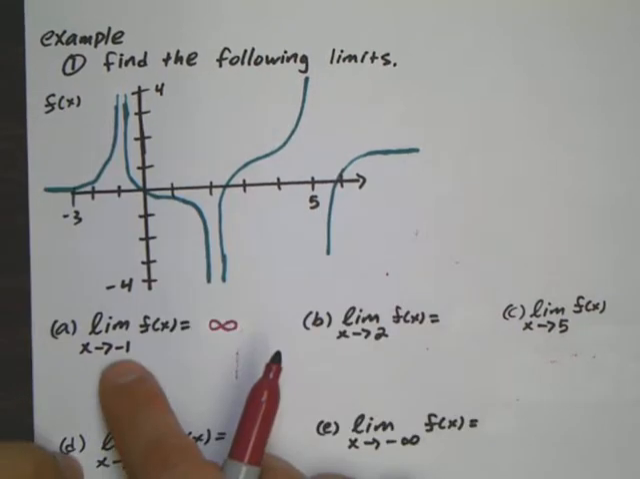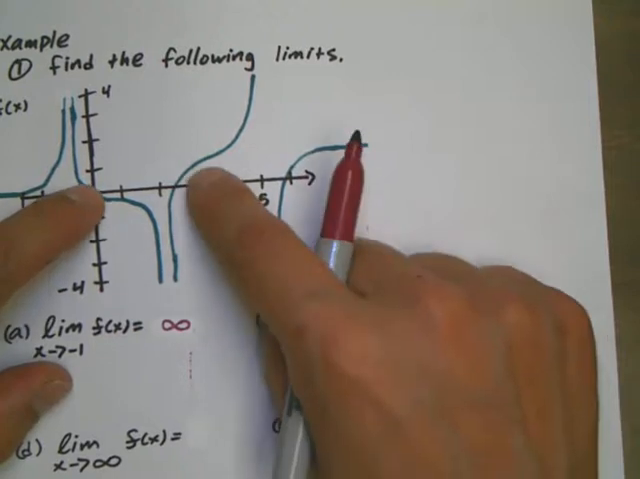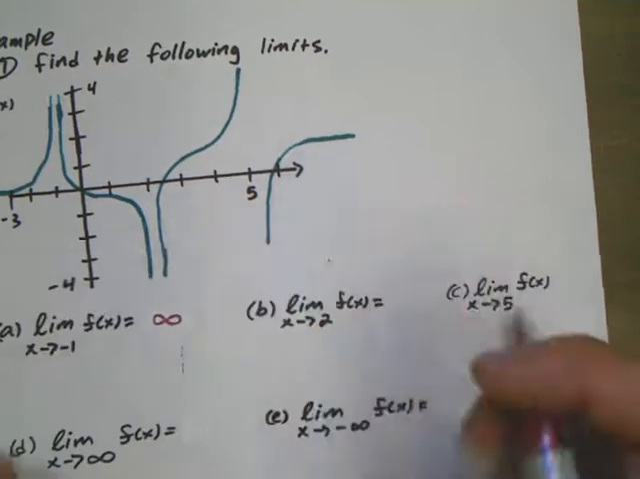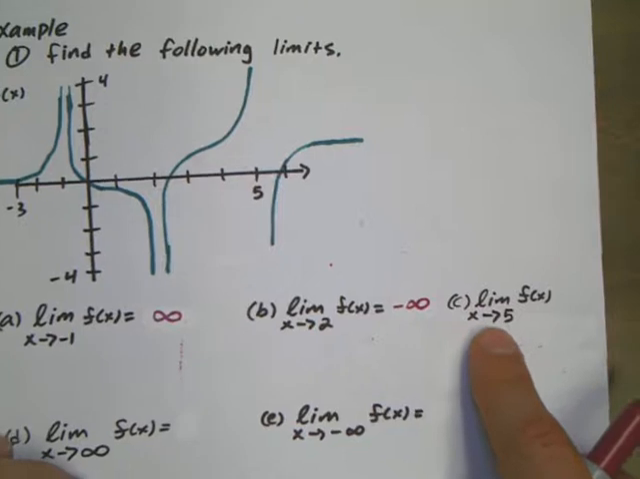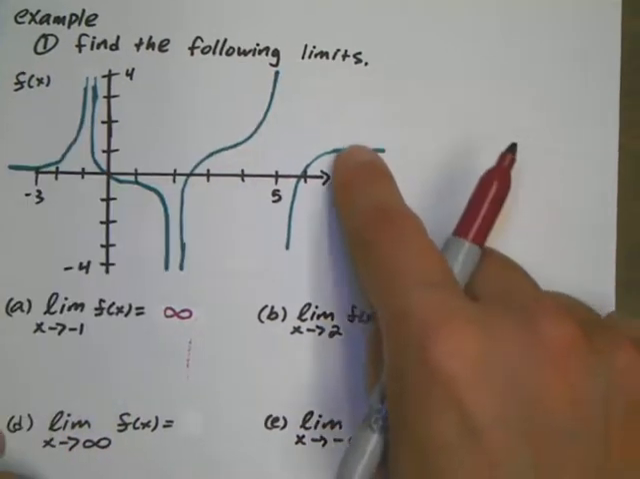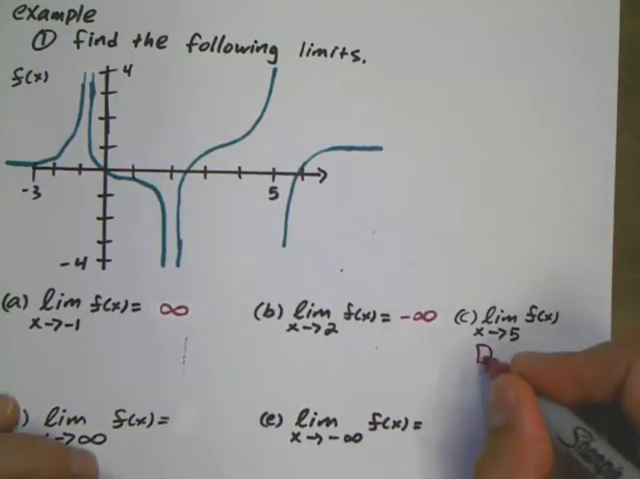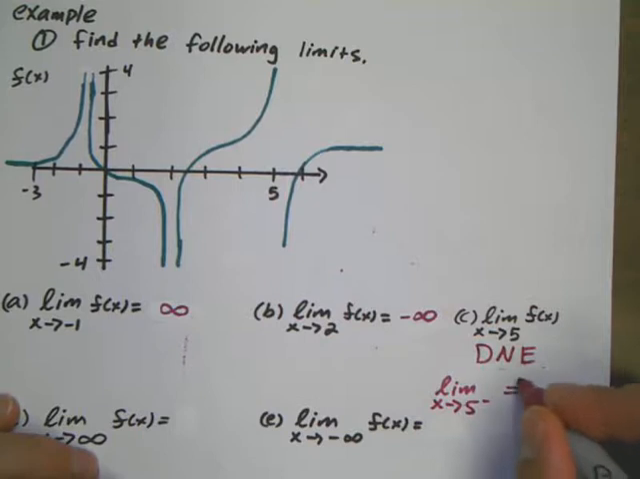For part B, as x approaches 2, again I have to be able to approach the same infinity, and as I go towards 2, this graph heads towards -infinity, so that's going to be my limit. For part C, I'm heading towards 5. The limit from the left takes me to infinity, the limit from the right takes me to -infinity. They shoot off to different places, so this limit still does not exist, because the limit from the left does not equal the limit from the right.